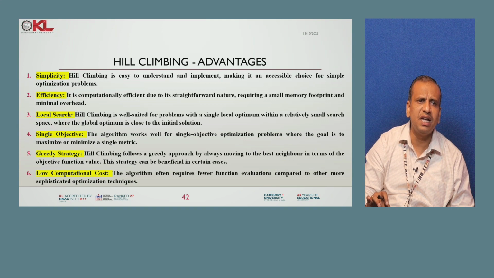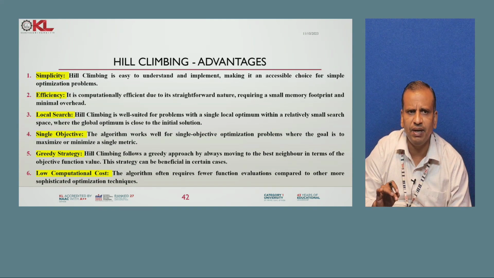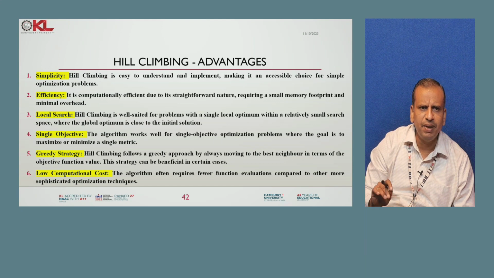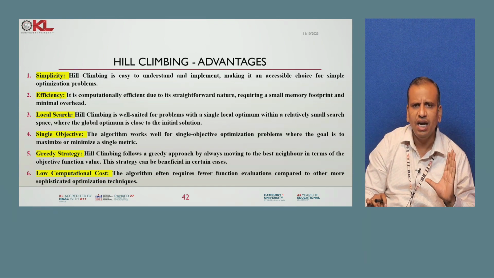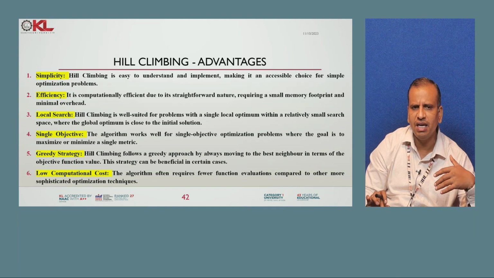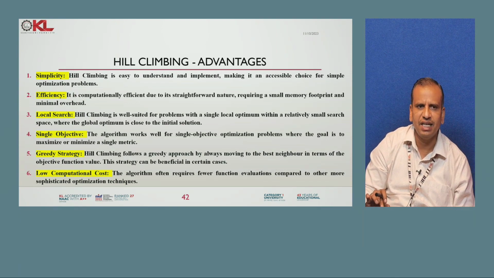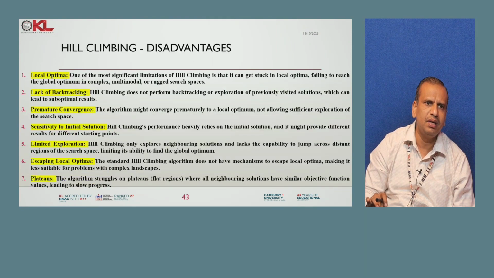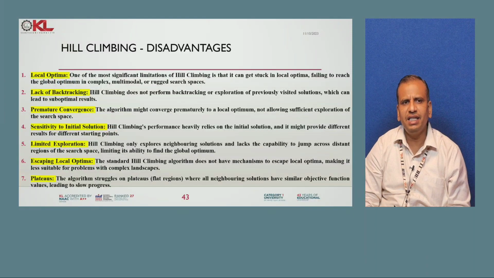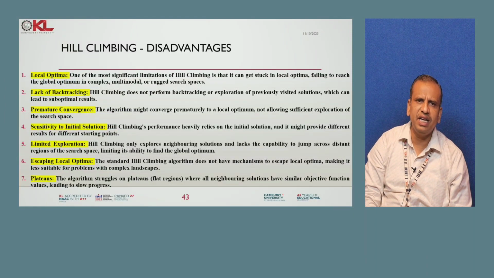Now these are the advantages of hill climbing. Hill climbing is very simple, it gives accurate results, and its efficiency is also good. It is used for local search, based on a single objective function, and it is a very greedy approach, so we can always select the best neighbors, with low computational cost, so it takes less time.